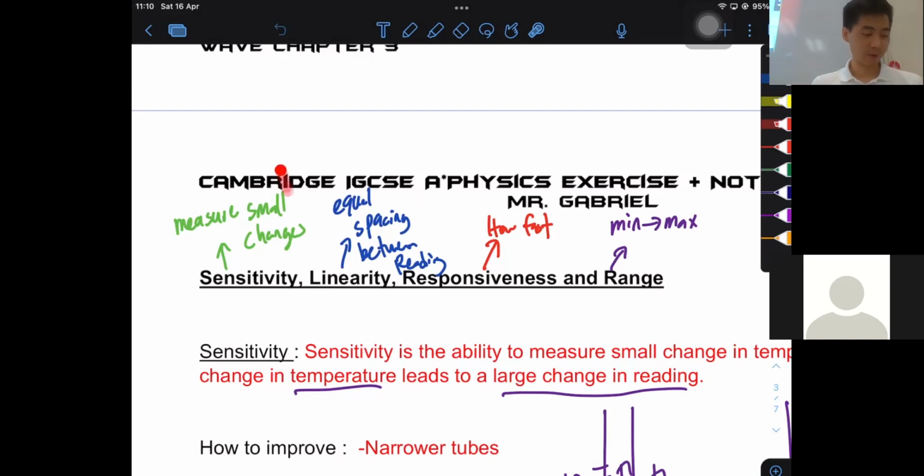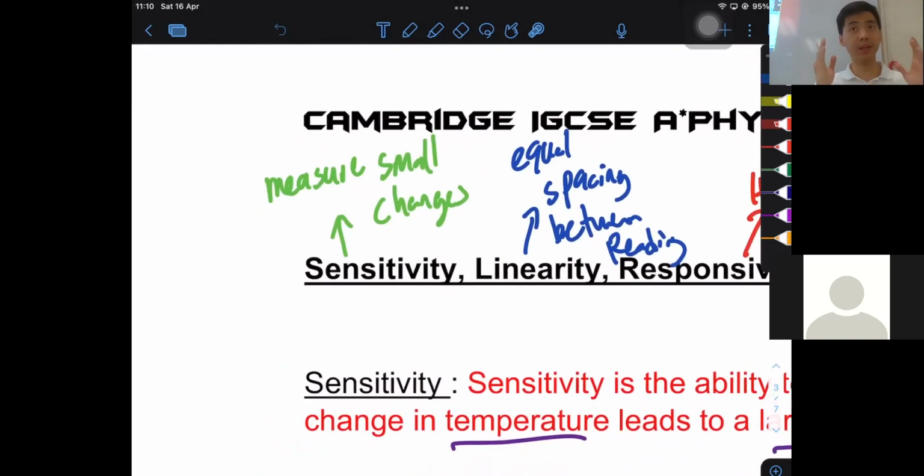Like I was saying, guys, whenever we talk about sensitivity in terms of physics, sensitivity is the ability to measure very small changes of temperature. For example, if I were to compare a ruler versus a micrometer screw gauge, you all know what a micrometer screw gauge is, right? Obviously, the micrometer screw gauge can measure much smaller changes in length, right? So we can say that the micrometer screw gauge is definitely more sensitive, okay? So whenever we see the word sensitivity, it is just the ability to measure small changes in temperature.